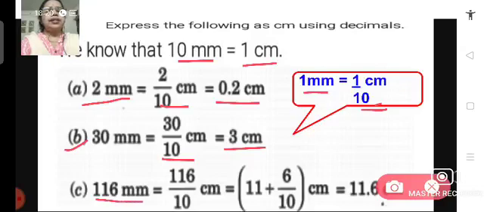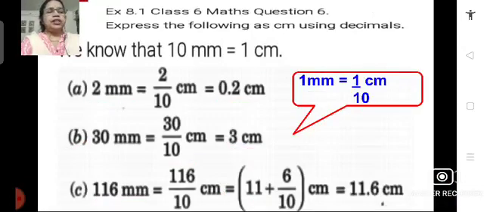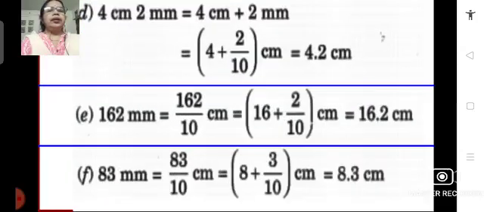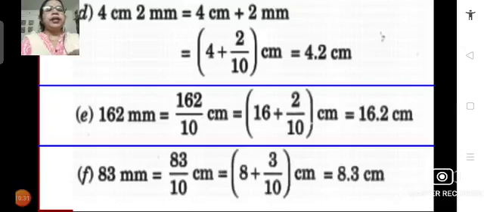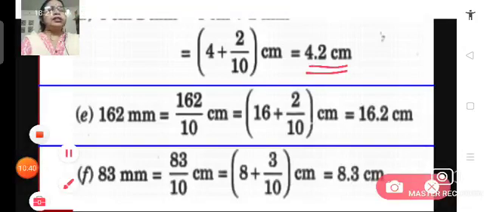C, 116 millimeter. 116 millimeter will be equal to 116 upon 10 centimeter, which we can write as 11 plus 6 upon 10. So it gives us 11.6 centimeters. So 116 millimeter is equal to 11.6 centimeter. Next, D, 4 centimeter 2 millimeters. So it is 4 centimeters plus 2 upon 10 centimeters, which will be equal to 4.2 centimeters.